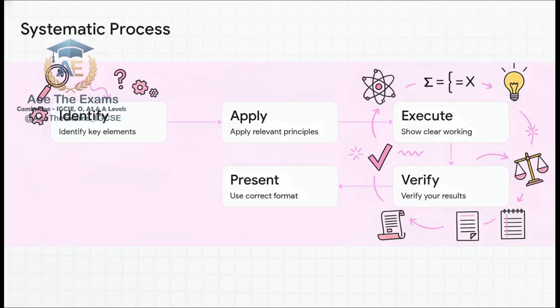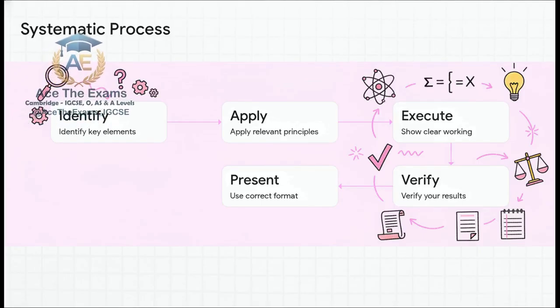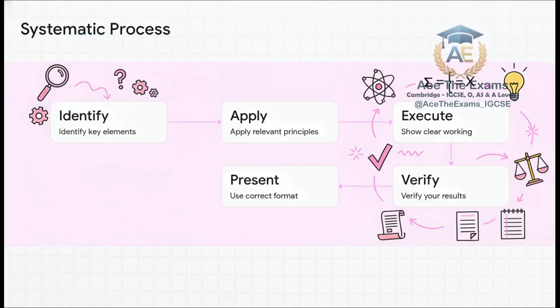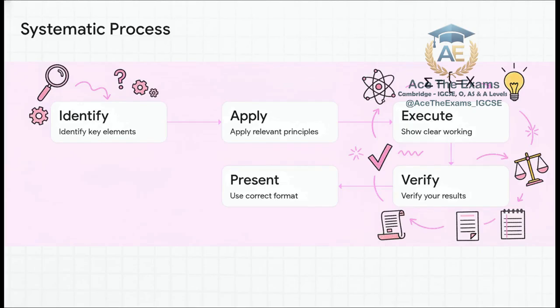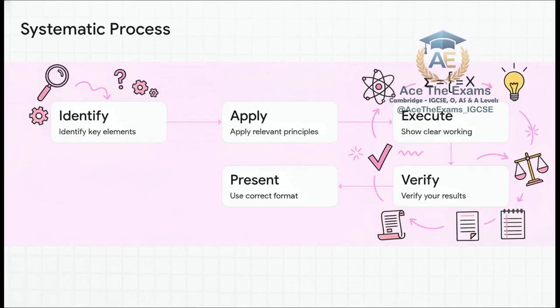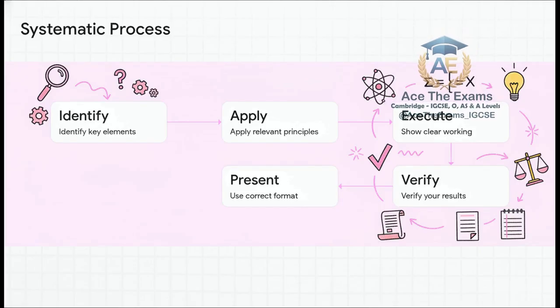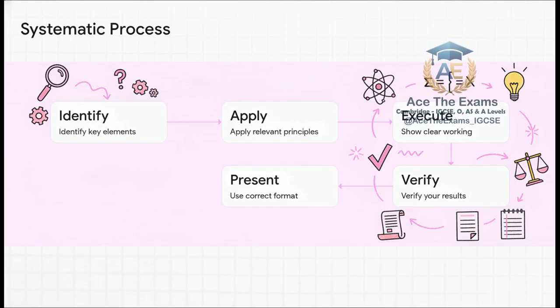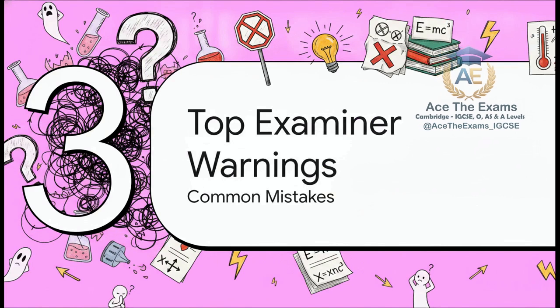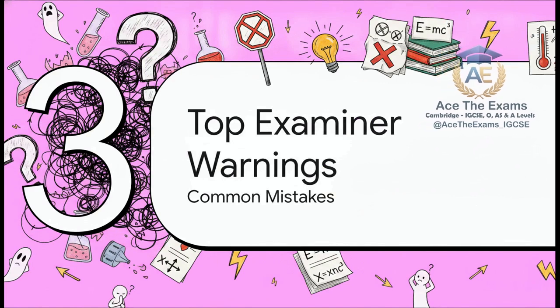4. Verify your results. And finally, 5. Present the information following strict conventions. Use proper headings, correct terminology, the appropriate formats, and clear annotation. Following this sequence literally transforms a messy, panicked calculation into a professional, undeniable answer that examiners love to see. But hey, even with a perfect framework, you can easily fall into common traps.